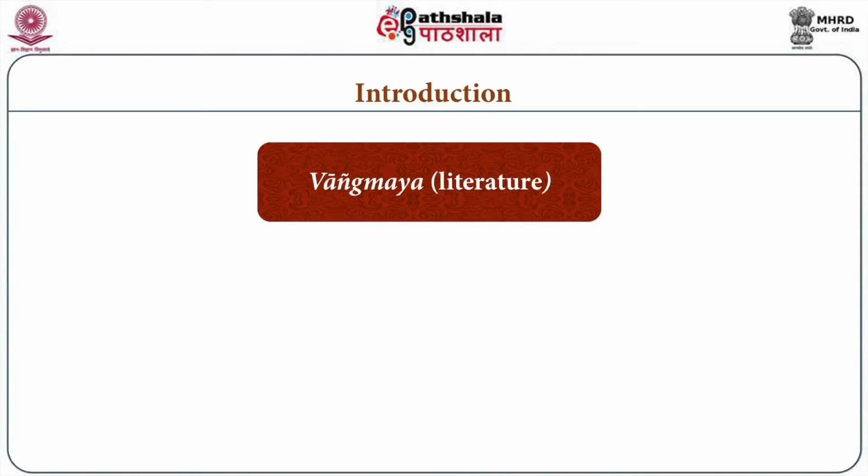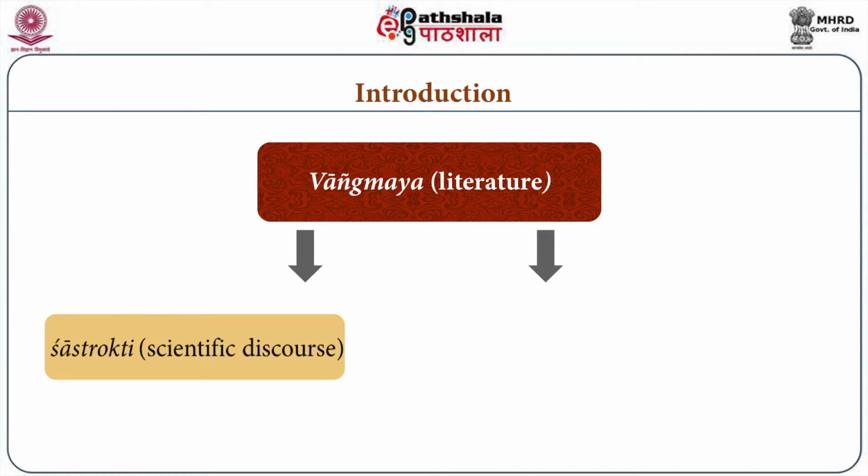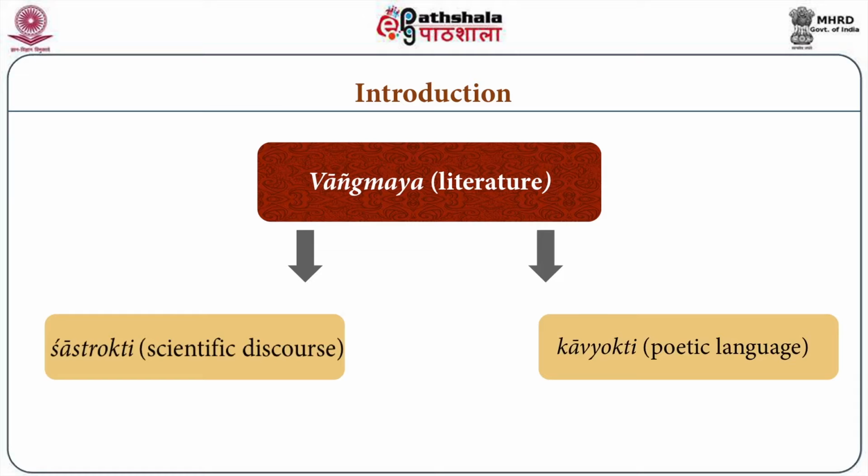What are these? First of all, I'll start with what is known as literature. In the Indian tradition, the world of words or written material is known as Vangmay. Vangmay is divided into Kavyokti and Shastrokti. Shastrokti is the matter-of-fact expression or scientific discourse, and Kavyokti is the poetic or artistic expression. Shastrokti is also known as Swabhavokti.